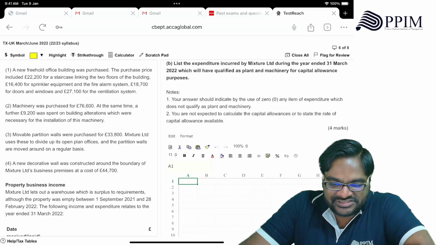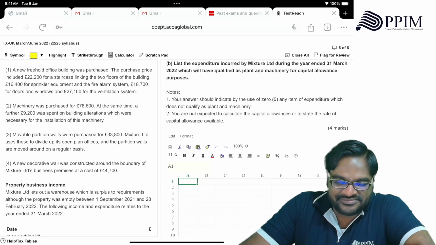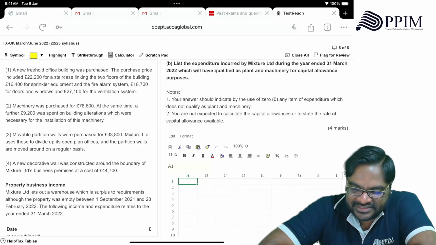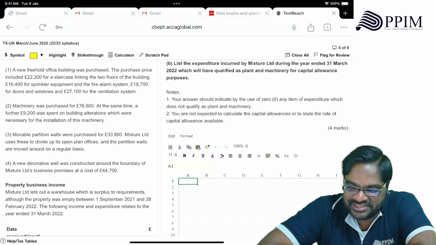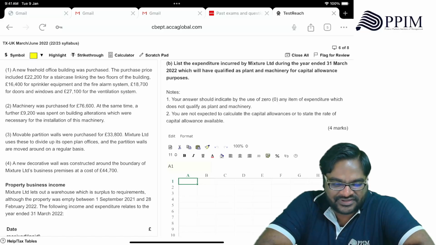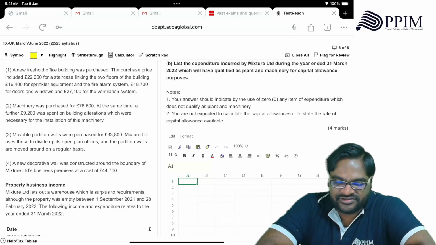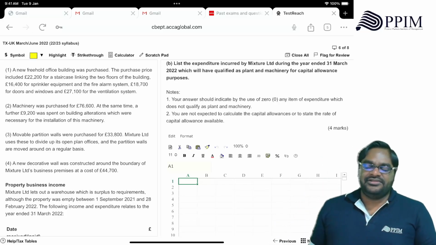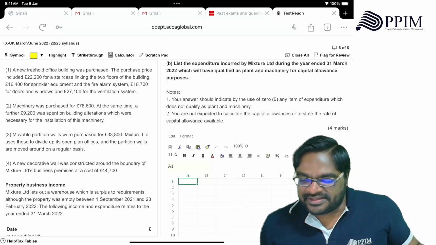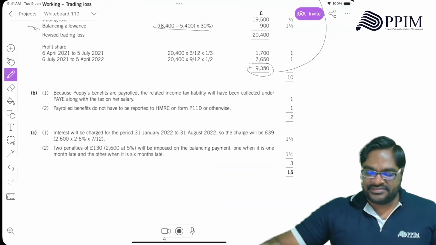Then the second one, machinery was purchased for 76,600. At the same time, a further 9,200 was spent on building alterations which were necessary for the installation of the machine. Movable partition walls were purchased for 33,800. Mixture Limited uses these to divide up open plan offices. New decorative wall for the boundary of business premises. So we know a huge list of assets has been given. So for each asset, whether it is a part of plant and machinery is what we need to explain. Agree?